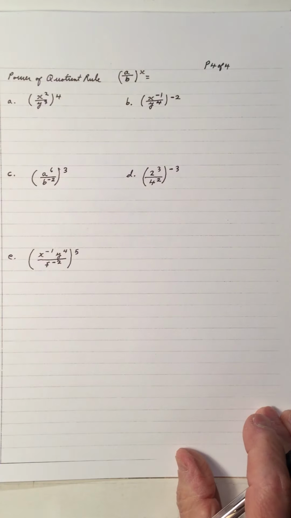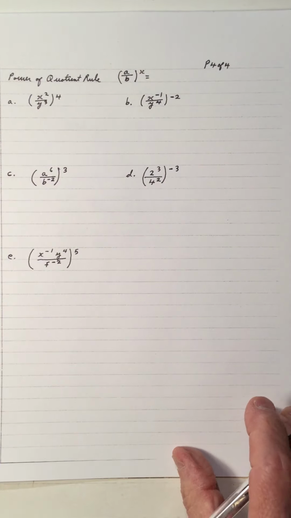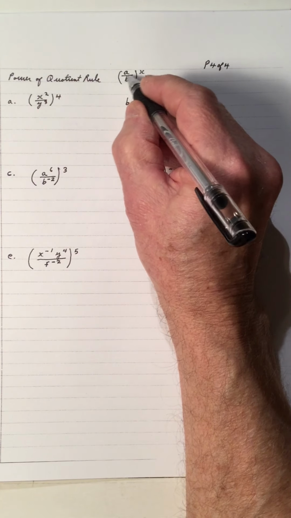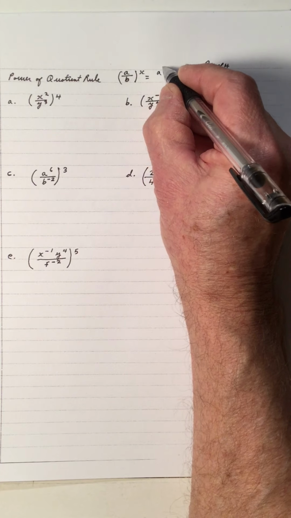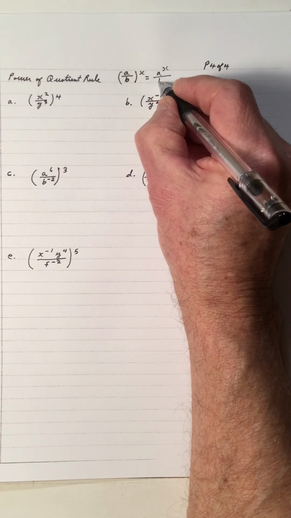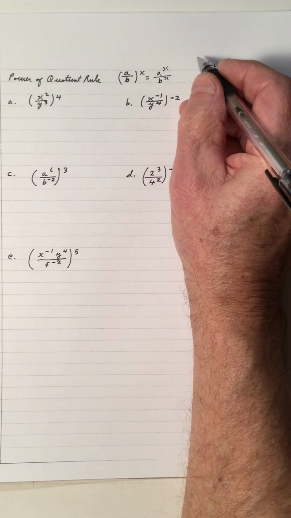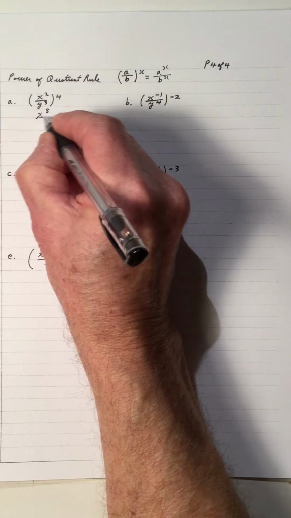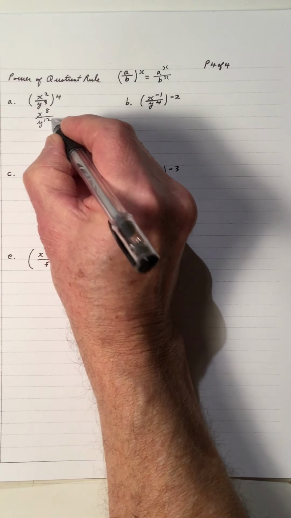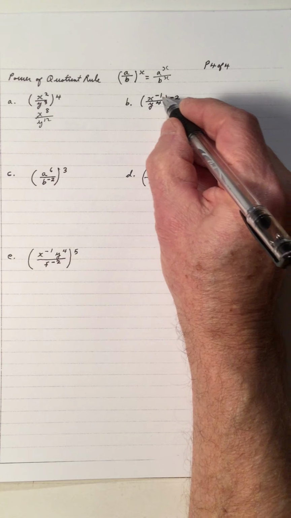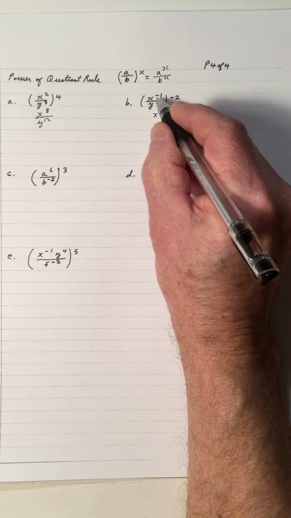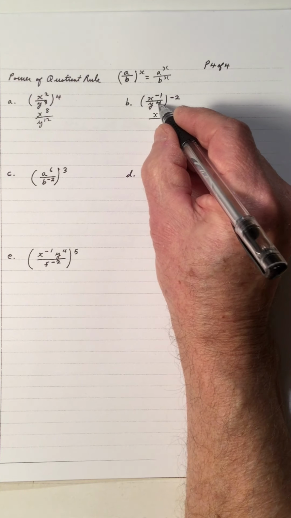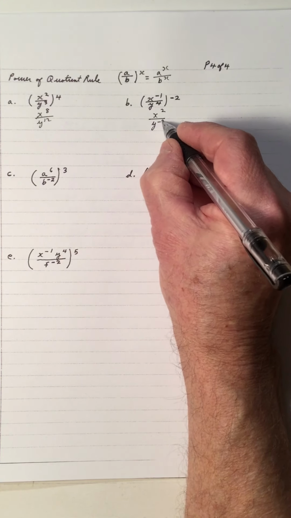And we'll continue to review the rules. And another rule is the power of a quotient. So in multiplying, we distributed the power in, so we have a to the x divided by b to the x. So the 4 is distributed in through, so it's 2 times 4 is 8, and 3 times 4 is 12. And the negative 2 is distributed in, so it's x. Negative 1 times negative 2 is 2, and 4 times negative 2 is negative 8.